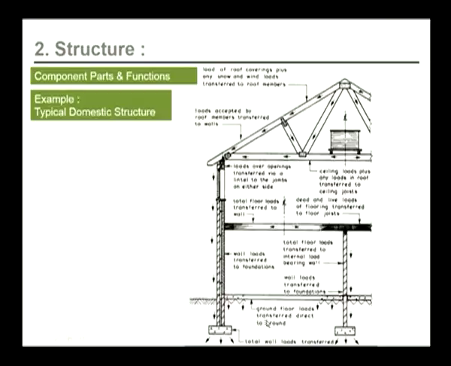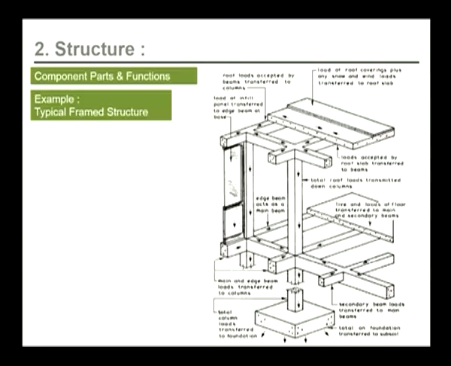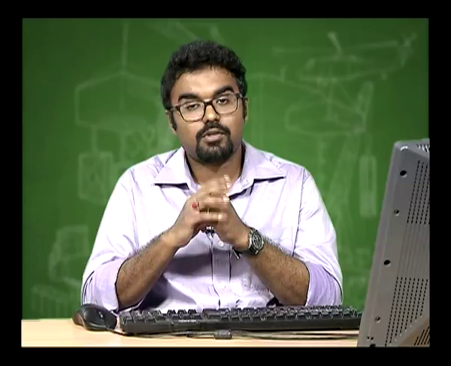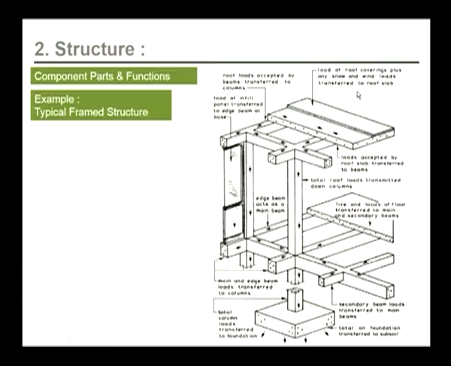The ground floor loads are transferred directly to the ground, and here at the foundations these arrows depict the total wall loads which are transferred to the mother earth through the foundations. Coming to the second example, this is an example of a typical framed structure. Here also the principle is the same. The work of every member in a structure is to transfer the load from the top to the bottom. Here we will start from the top.